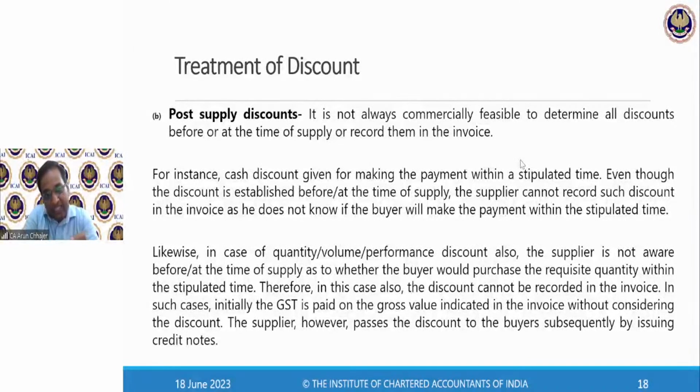A has issued invoices from 1st April to 31st March, let's say multiple invoices. The total invoice value is crossing 10 crore. At the start of the financial year, A and B had an agreement that if B crosses the turnover of 10 crore, then A will give an additional discount of 5%, let's say 5 lakh rupees. So there has to be an agreement.